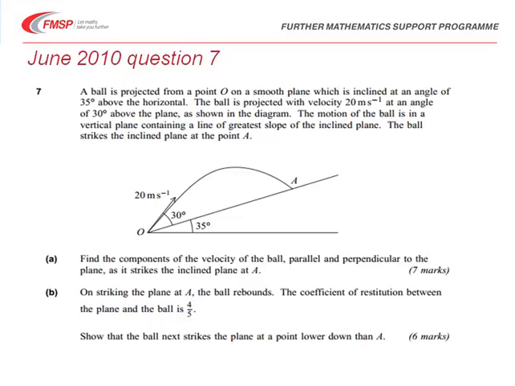It says the motion of the ball is in a vertical plane, and the ball strikes the inclined plane again at point A. We're asked to find the components of the velocity of the ball parallel and perpendicular to the plane as it strikes the plane at A. In other words, when it arrives at its first bounce. After that, we're told that the ball bounces and rebounds, and there's a coefficient of restitution that we need to take into account between the ball and the plane. We're simply asked then to show that the ball strikes the plane at a point that is lower down than A.